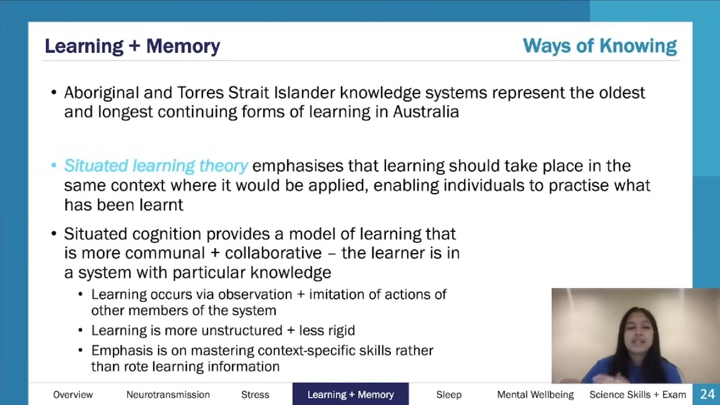You've got this less rigid system of learning and this idea of context-specific skills. So rather than rote learning information and reading textbooks, I'm trying to learn a skill that's being applied in this environment. I'm going to be put in this environment and watch the people around me performing this skill, and I'm going to gain information about it, and then reproduce this skill based on being within this environment. So that's where the emphasis is, on the learner being situated in that environment. And that's what you can see here. It's a bit more communal, a bit more collaborative than your typical classroom learning, basically.